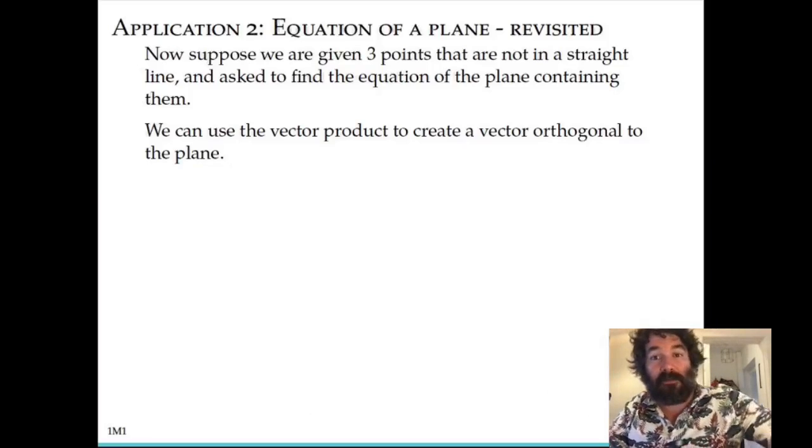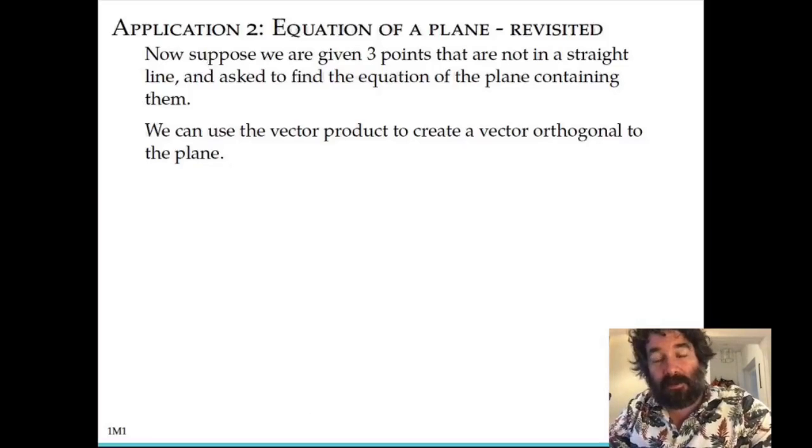Determining the equation for a plane. And so remember in the previous video we discussed how to write down the equation for a plane when we knew a point in the plane and also a normal vector to the plane. Now we're going to discuss how to write down an equation for a plane if we're given 3 points that are in the plane, and those 3 points are not on a straight line. Of course, if they're on a straight line, they don't uniquely determine a plane. So how can we do this?